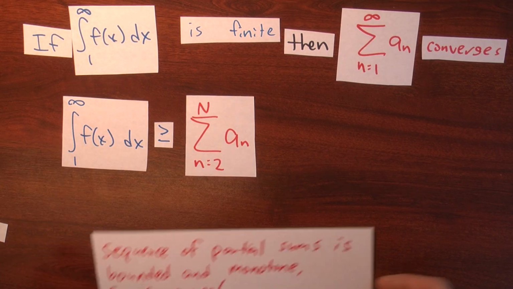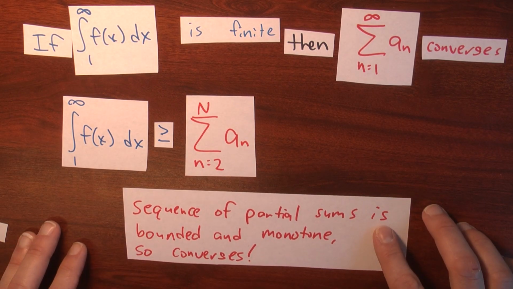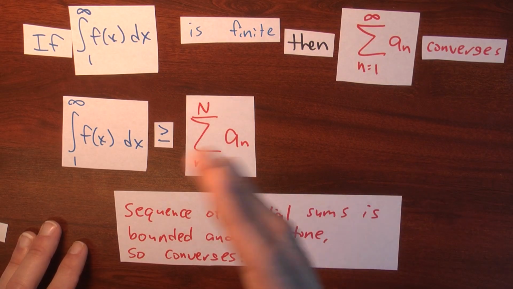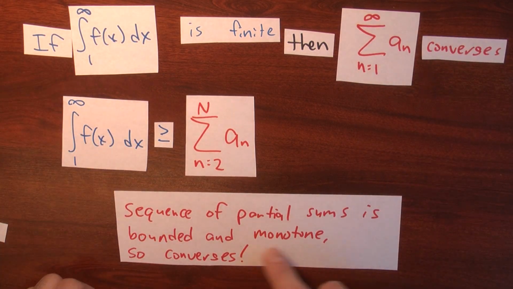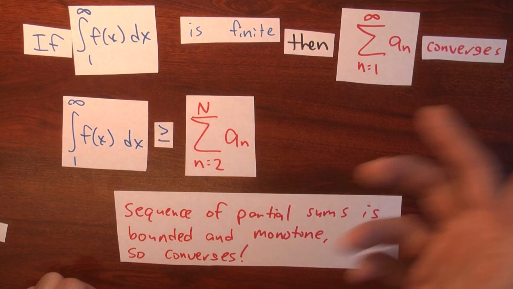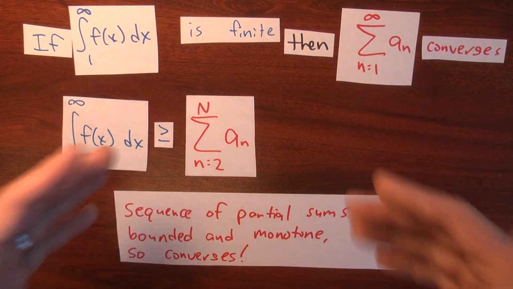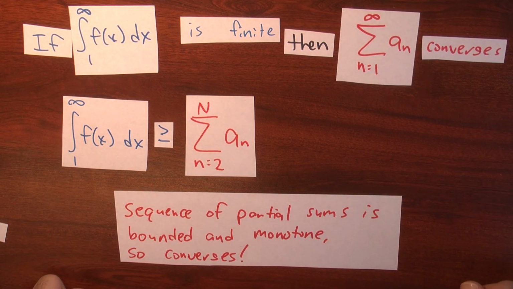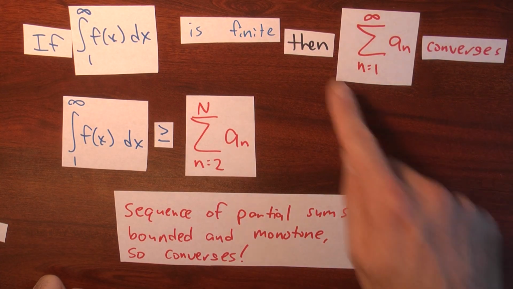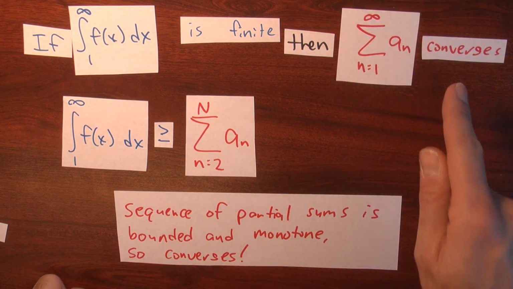But what that means is that the sequence of partial sums for this series is bounded. And I already know that it's monotone because all the things that I'm adding up are positive. So I've got a sequence which is bounded and monotone, and therefore, by the monotone convergence theorem, this sequence of partial sums converges, which is exactly what it means to say that this series converges.